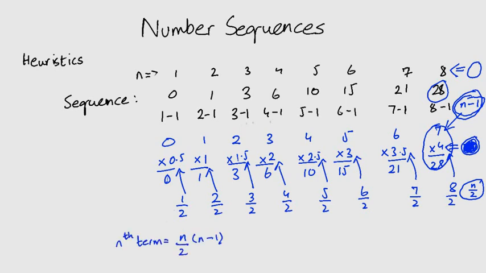Our nth term is n by 2 multiplied by n minus 1. If you place any of these values in it, you will get the nth term. For example, if you place 8 inside of it, you will get 28 as expected. So this confirms that our nth term expression was correct.